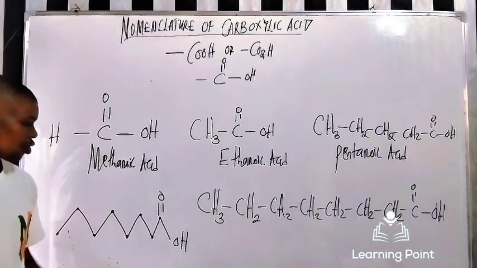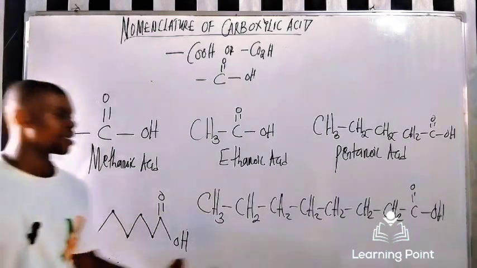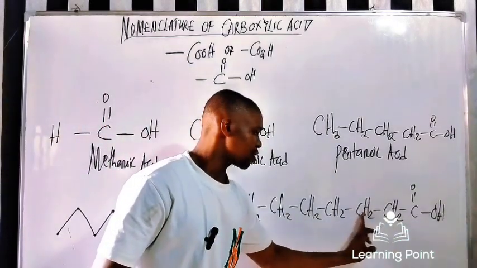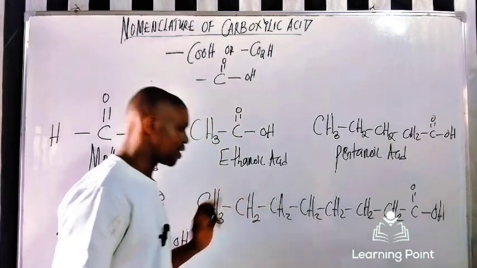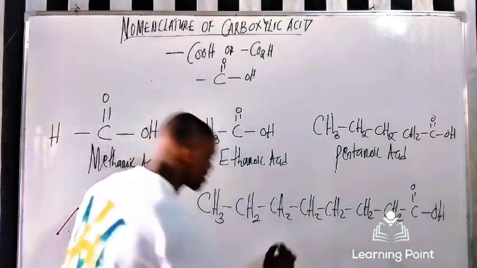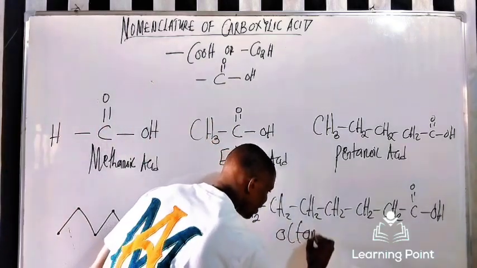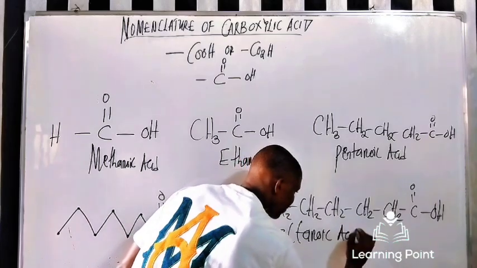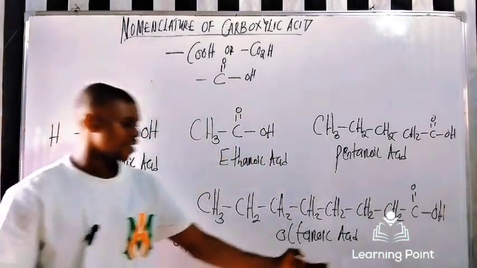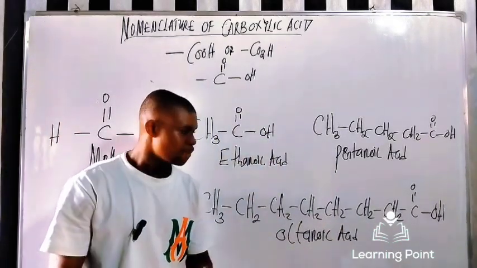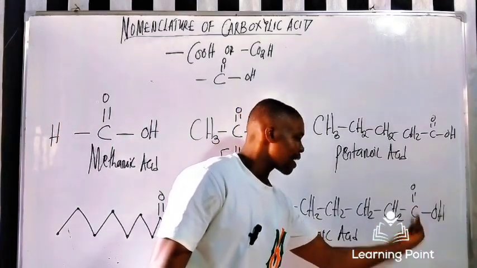Do you understand? So this chemical structure is also the same thing with this one here: 1, 2, 3, 4, 5, 6, 7, 8. So what is the name? It's going to be octanoic acid. Very important: octanoic acid. As easy as that. Always start with my carbon 1.